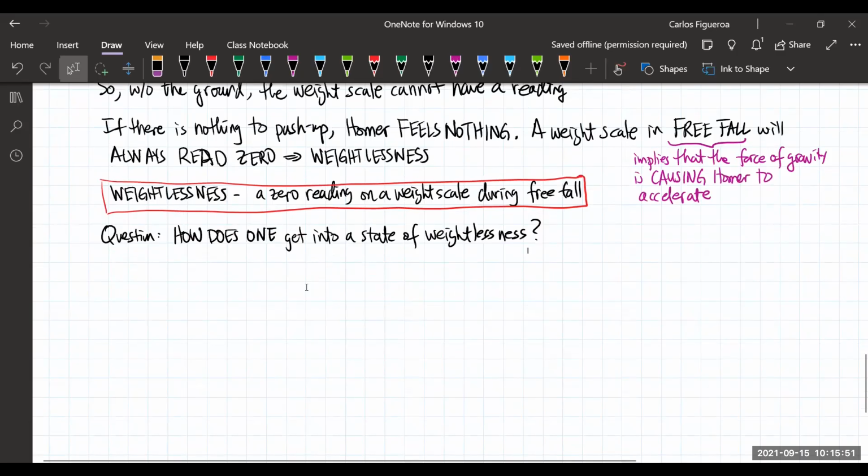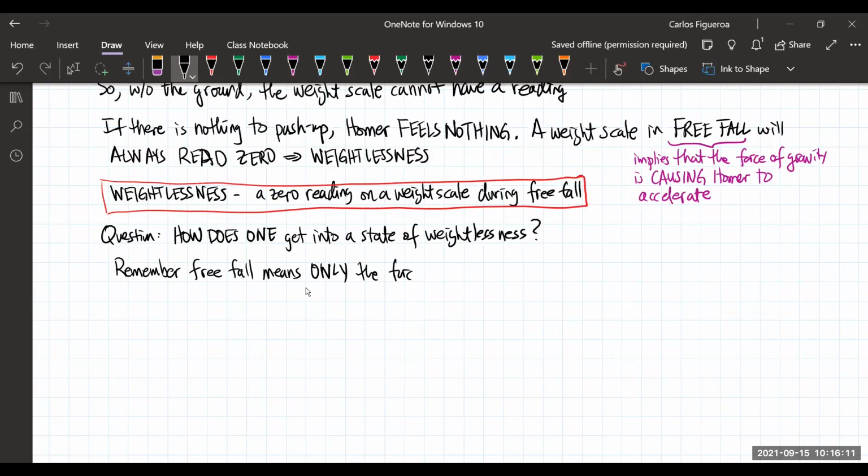What I'm going to do here is, to try to explain how one gets into a state of weightlessness, I just want to remind you here. So remember, free fall means only the force of gravity acts on you. Okay, that's what free fall means. There's only one force acting on you, the force of gravity.